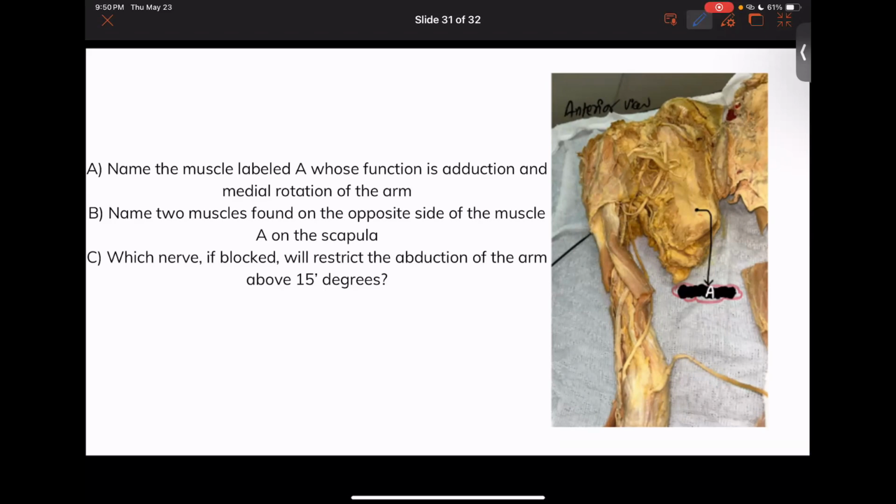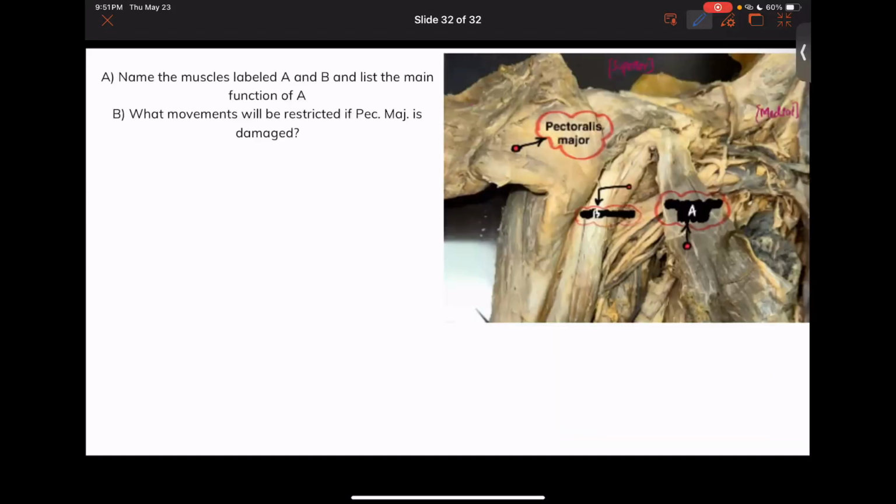Okay. Then which nerve, if blocked, will restrict the abduction of the arm above 15 degrees? We talked about the first 15 degrees, which was for supraspinatus. Now the muscle they are talking about is the deltoid, and deltoid is supplied by the axillary nerve. So if the axillary nerve is blocked, deltoid won't function, and you won't be able to abduct your arm after 15 degrees. You would be able to initiate the abduction, but you won't be able to move it past the initiation phase. Okay, let's move on. Now, pause the video.